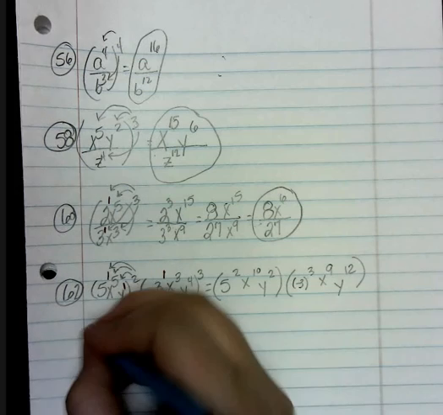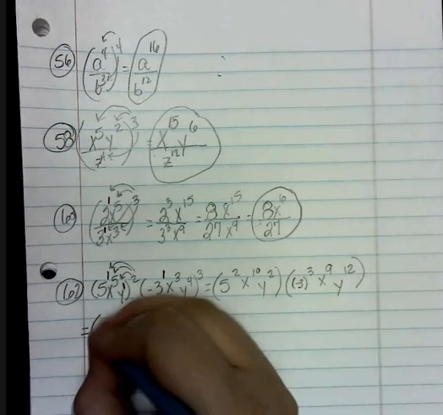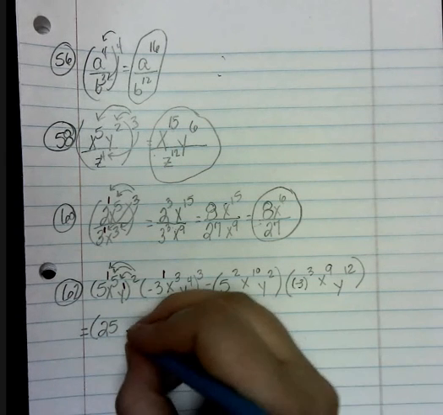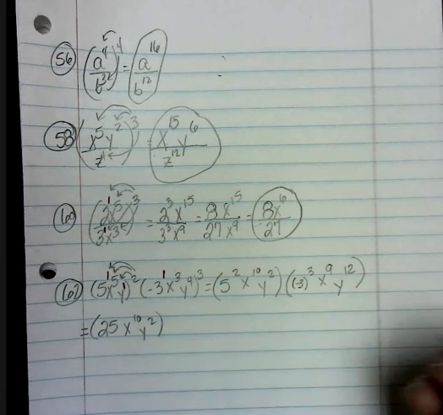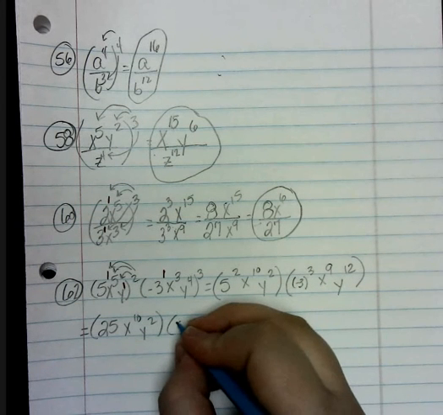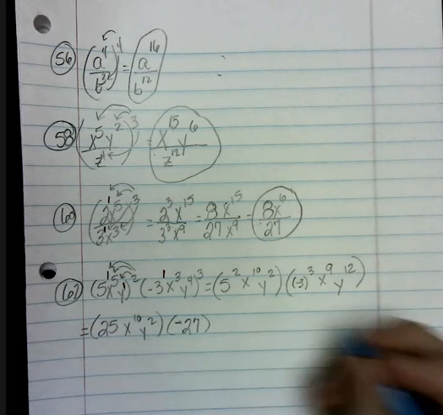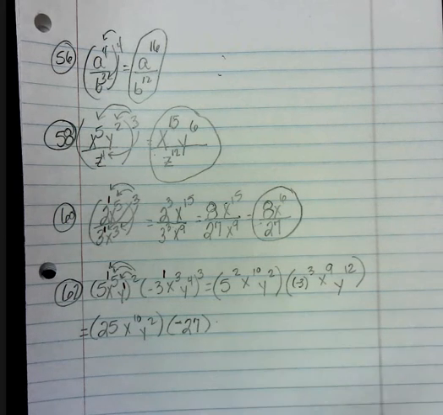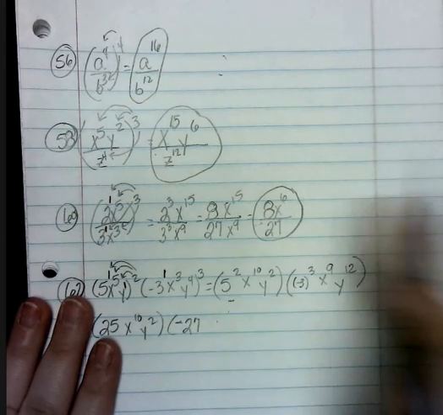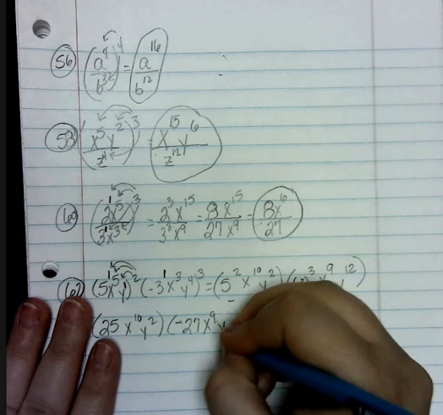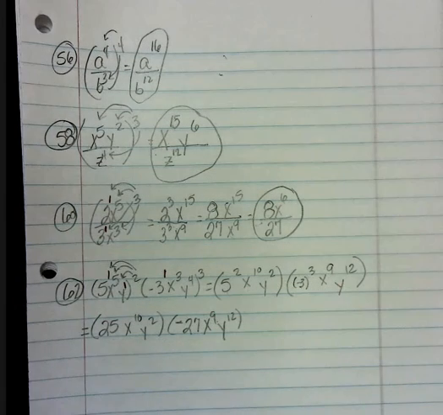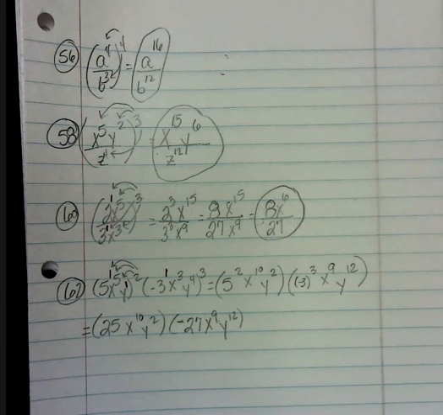So 5 squared is 25, and then negative 3 to the 3rd power is negative 27, and then I have my x to the 9, y to the 12. But we're not finished. We can still multiply these coefficients of 25 and negative 27, and we can combine our x's and our y's. In any of these problems, you should always have just one of each variable. If you have multiples, then you know that you can still simplify further.